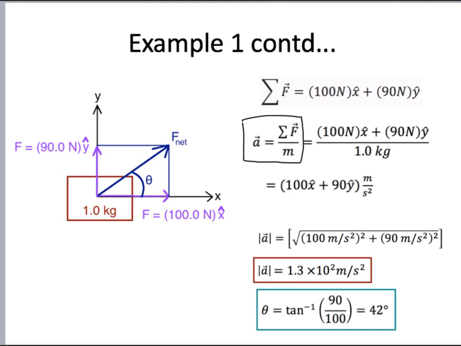Now, I went through that pretty quickly, but what's the key thing? It's just this formula here. The sum of the forces divided by the mass is the acceleration. And we have the x component and the y component of the net force already given to you in the problem. So a lot of these Newton's second law problems are just doing the vector stuff that you already know how to do now.